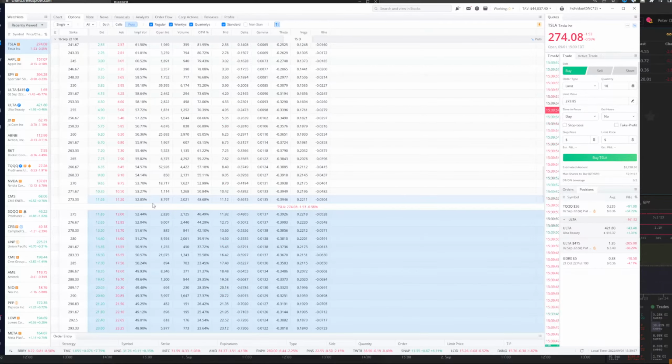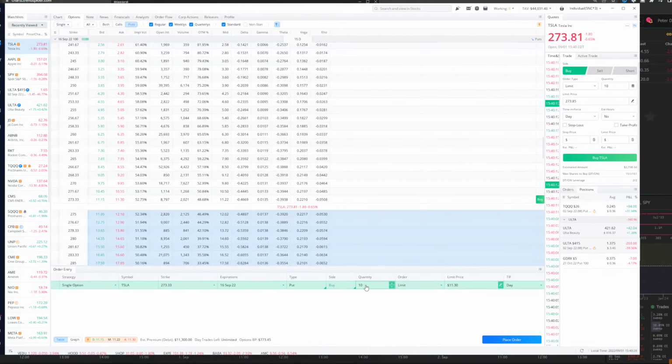Let's say that you're bearish on Tesla right now and you want to buy some puts, but you want to hedge properly. What you would do is look at the option. We're not going to talk about IV or gamma or theta or anything right now. What we're going to do is buy one of these puts. I'm not going to actually do this, but what I would do is buy one of these Tesla puts.